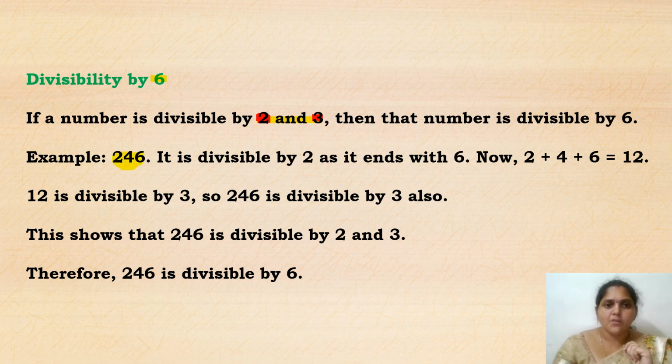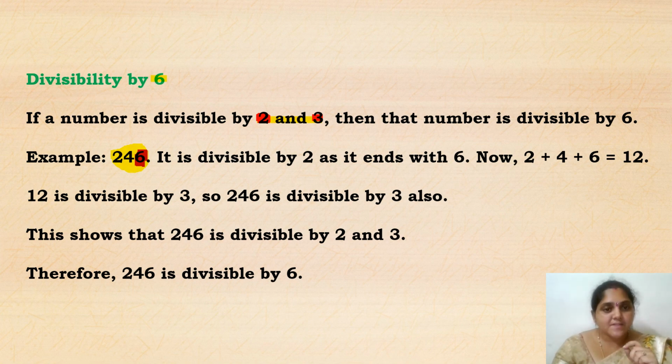My example is 246. First I have to check whether this number is divided by the 2 table or not. For checking whether the number is divided by 2, I have to check the number in the ones place value. If I check the ones place value, it is 6. So is 6 in the 2 table or not? Yes, 6 is in the 2 table. 2 threes are 6. So the number we have taken is divisible by 2.